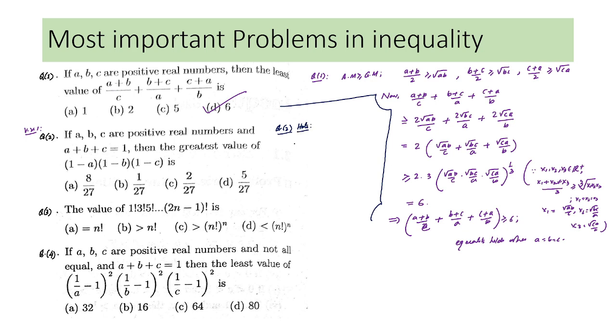What is given here? A, B, C are all positive real numbers, and it is also given that A plus B plus C equals 1. So the three are positive real numbers, and the sum A plus B plus C equals 1.